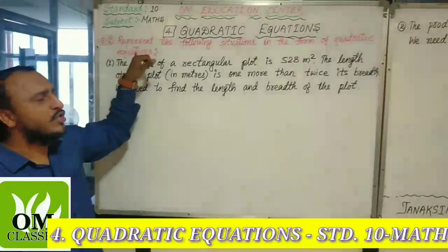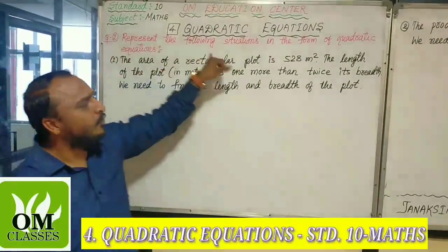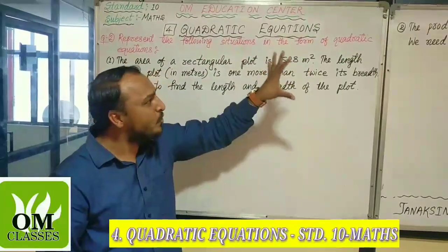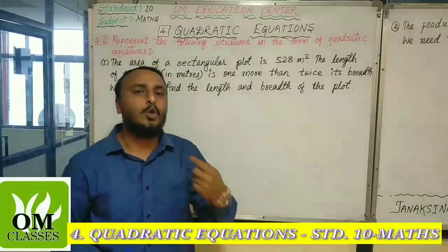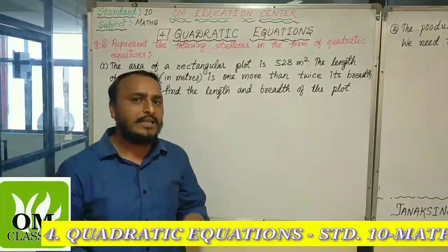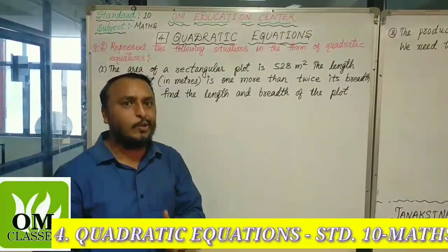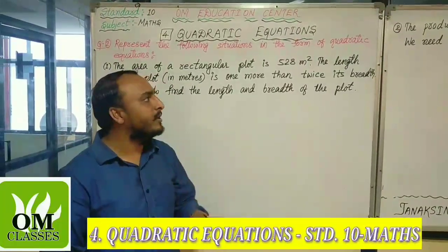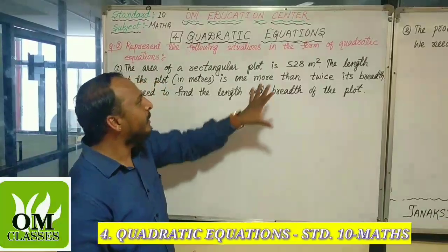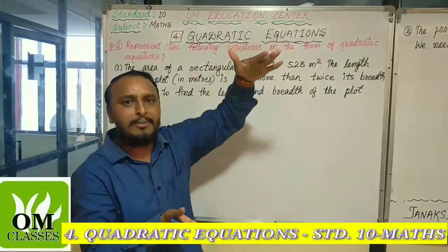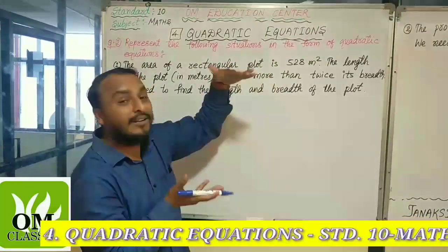Let's move to question 2. Represent the following situation. ये जो situations दी हुई है in the form of quadratic equation, आपको उसको ax square plus bx plus c is equal to 0 means quadratic equation की form में you need to convert, you need to represent. Now ये word problems बड़े-बड़े हैं, आपको देखते ही डर लगता है.